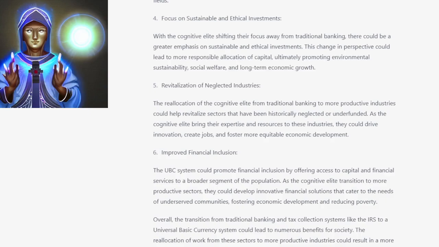Focus on sustainable and ethical investments. With the cognitive elite shifting their focus away from traditional banking, there could be a greater emphasis on sustainable and ethical investments. This change in perspective could lead to more responsible allocation of capital, ultimately promoting environmental sustainability, social welfare, and long-term economic growth. Revitalization of neglected industries.